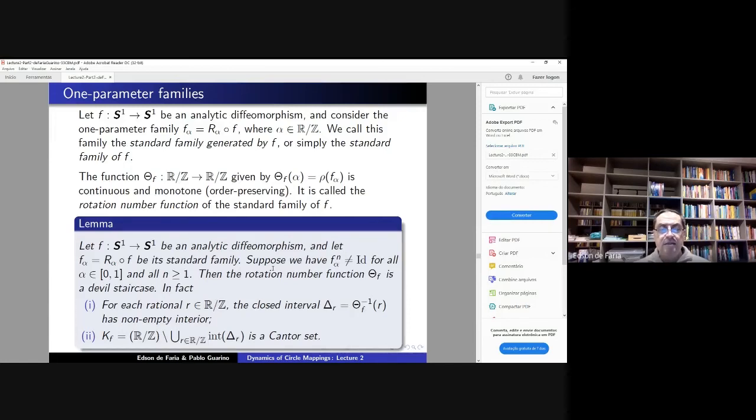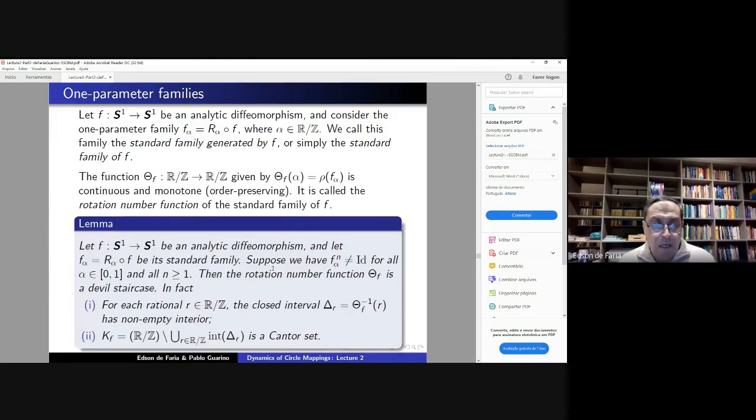If this condition is satisfied, then the rotation number function is actually what we call a devil's staircase. More precisely, it will have the property that every time the function reaches a rational value, this rational value persists for a little while. So you have an interval of parameters for which the rotation number is equal to that rational. You take the maximal interval satisfying this property, a closed interval, which I call delta sub r for the rational r. This interval always has a non-empty interior. And the complement of the union of the interiors of these intervals is a Cantor set.